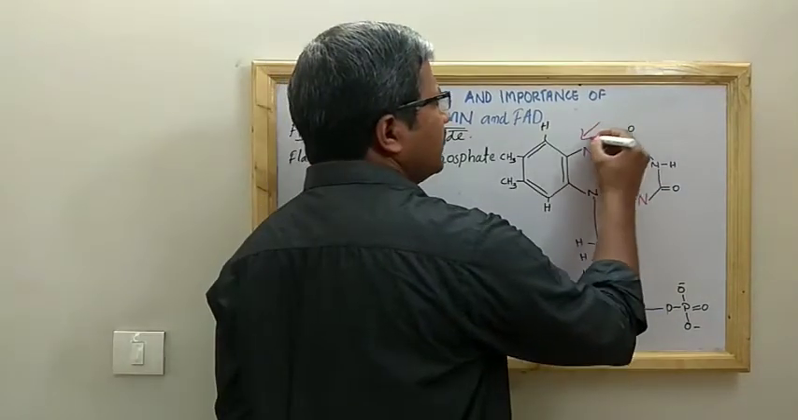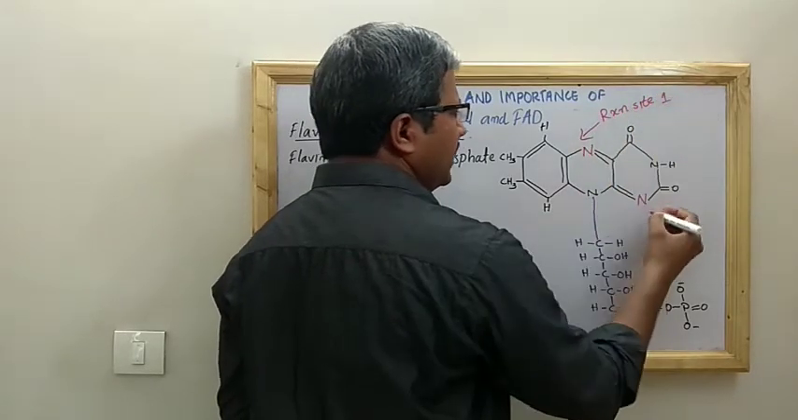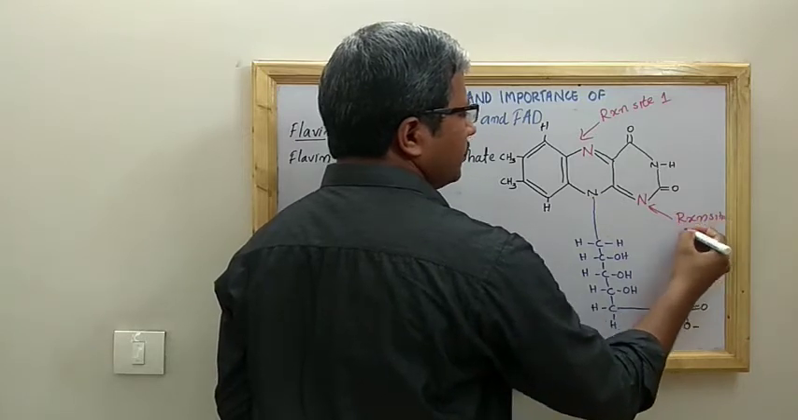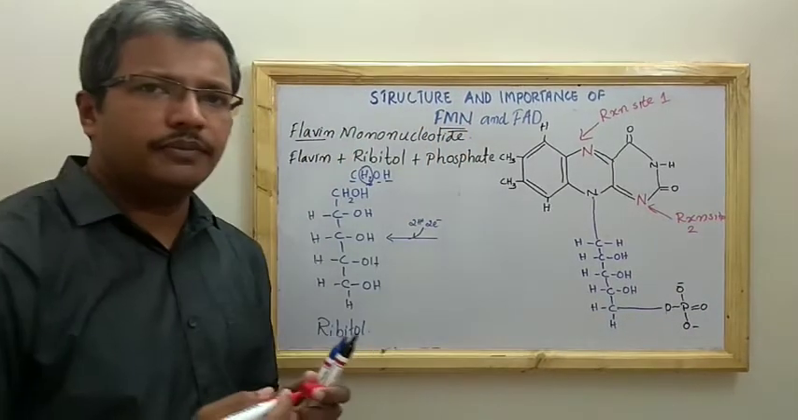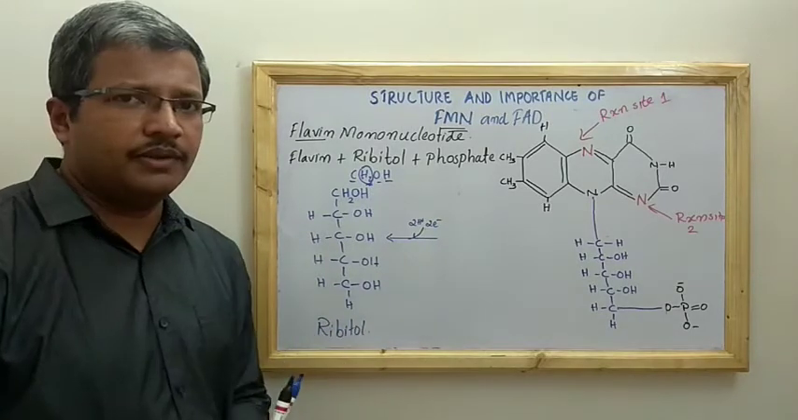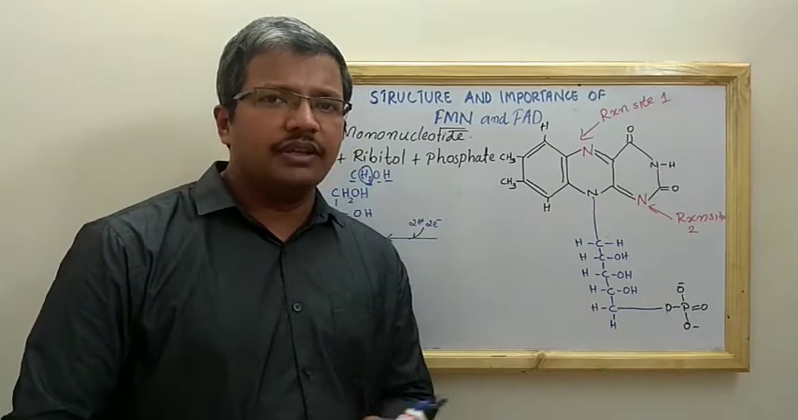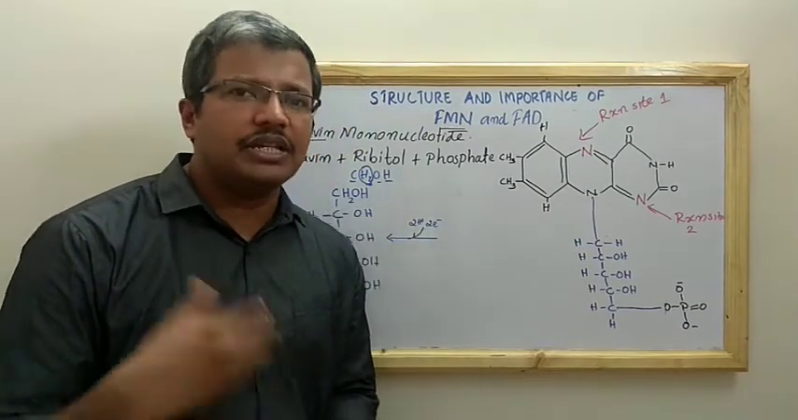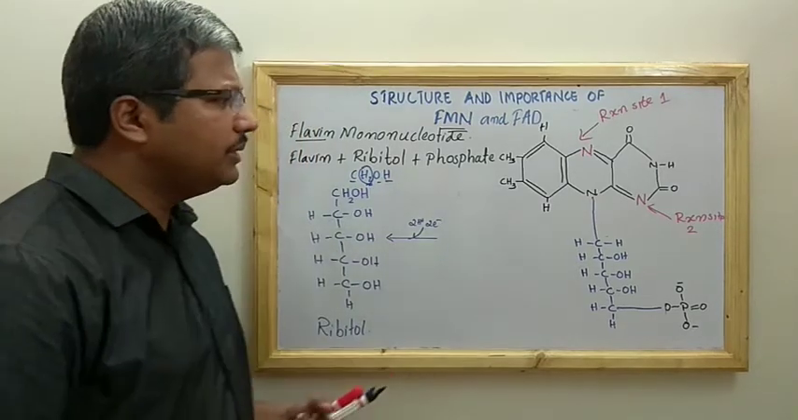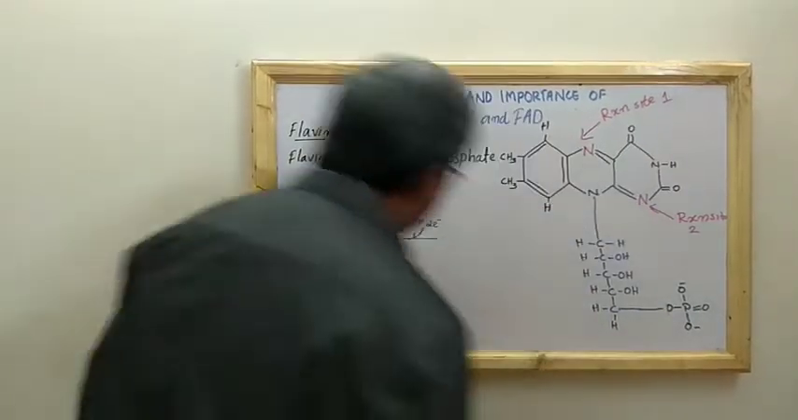So this is the reaction site 1 and this one is the reaction site 2. Okay, so that's about the structure of FMN. Now we should know what will happen if it is getting reduced, if the hydrogen and electron is added. So what will be the structure of FMNH2? I'm just drawing FMNH2 here.